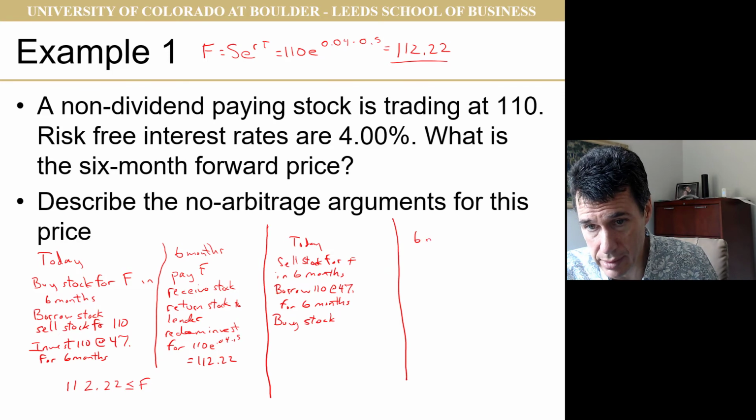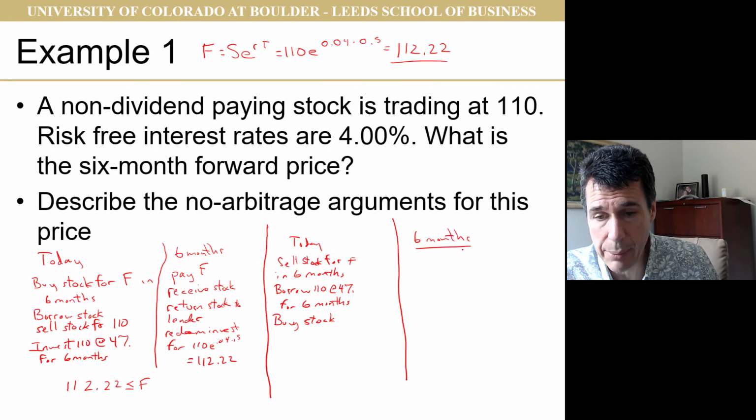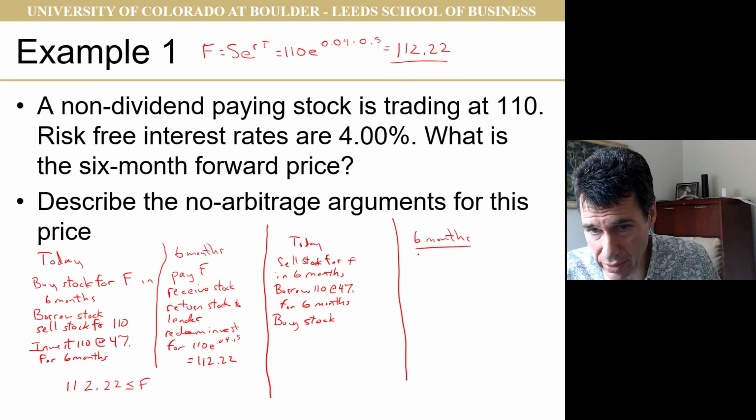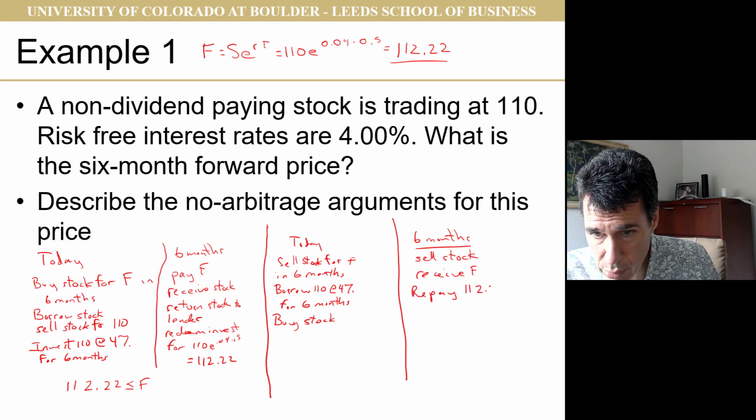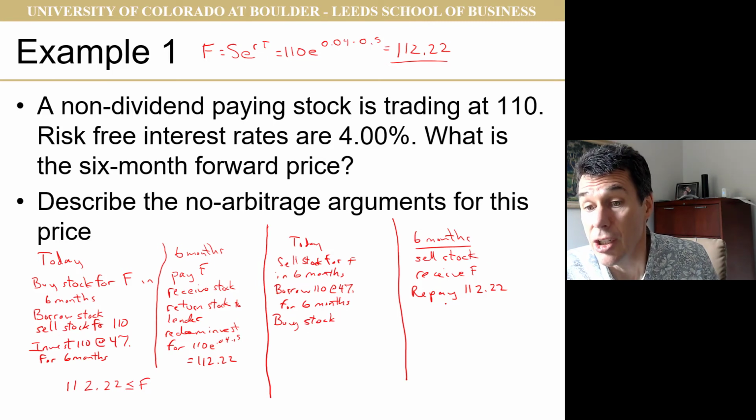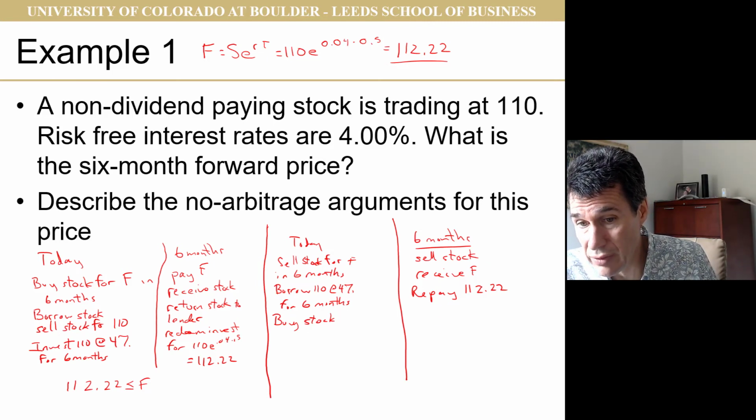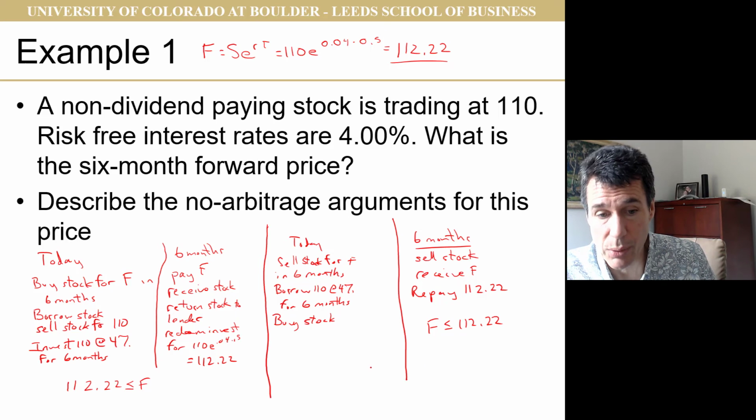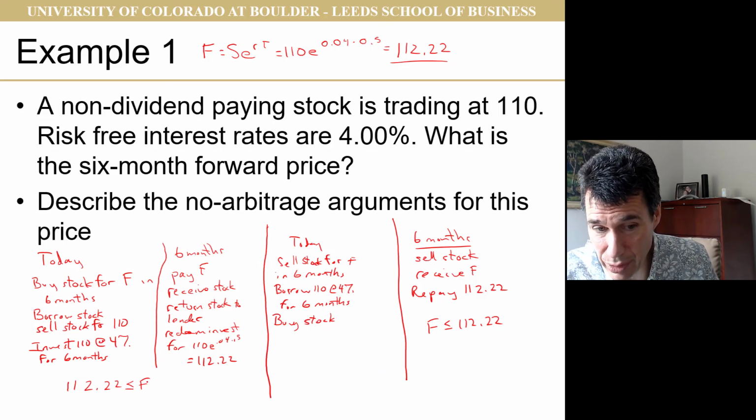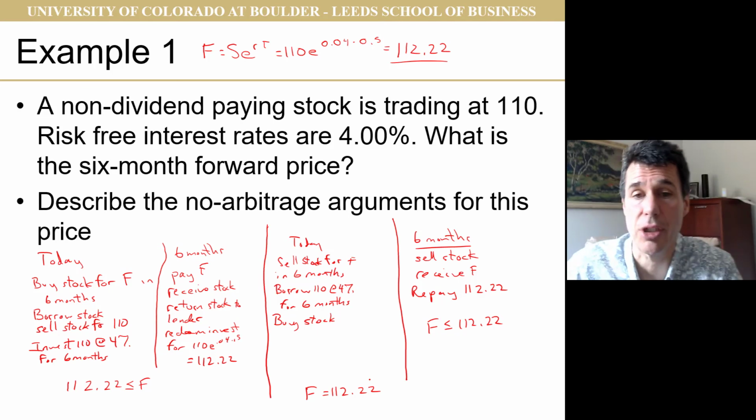We wait 6 months. And what happens? Well, we've sold the stock, so we sell the stock. We receive F. And then we have to repay. How much do we repay? 112.22. No arbitrage says that the money we receive has to be less than or equal to the money we repay. So F is less than or equal to 112.22. Well, we've just proven that 112.22 is less than or equal to F, and F is less than or equal to 112.22, so the fair price is 112.22. So those are our arbitrage arguments.